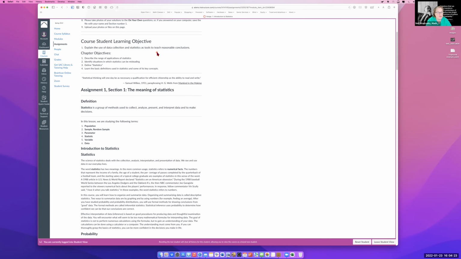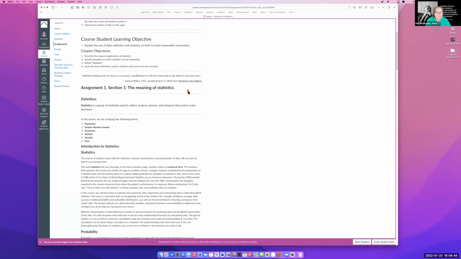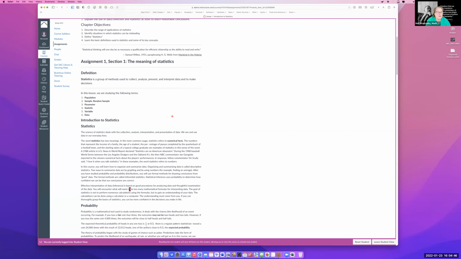The course learning objectives we already talked about, and this is a lovely quote. Statistical thinking will one day be as necessary a qualification for efficient citizenship as the ability to read and write. That was Samuel Wilks in 1951, paraphrasing H.G. Wells from Wilks's book, Mankind in the Making. So our first assignment is all about what statistics are or is.